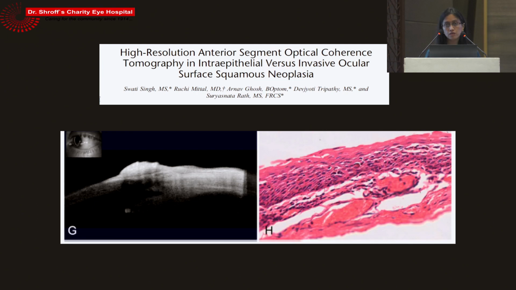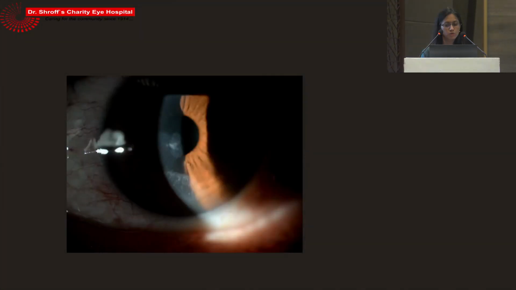ASOCT has very specific features involving an abrupt hyperreflective thickened epithelium. There is an abrupt transition from the normal epithelium going on into a hyperreflective and thick epithelium, and we can clearly see the lesion is entirely confined within the epithelium and the underlying basement membrane seems to be intact. So these are the lesions which are typical good candidates for topical immunotherapy or chemotherapy.